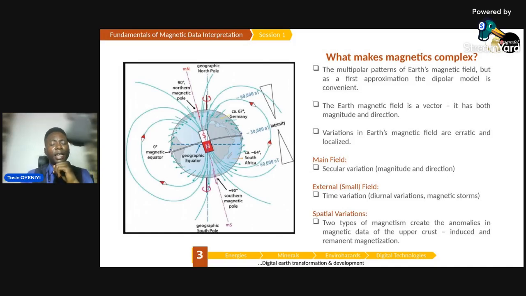Around Germany, it is around 67 degrees. And you will discover that, as I said earlier, the magnetic flux is concentrated at the poles. That's why you will discover that the strength of the magnetic field is highest at the pole. That's why you are seeing minus 60,000 nanotesla and also 60,000 nanotesla closer to the pole.